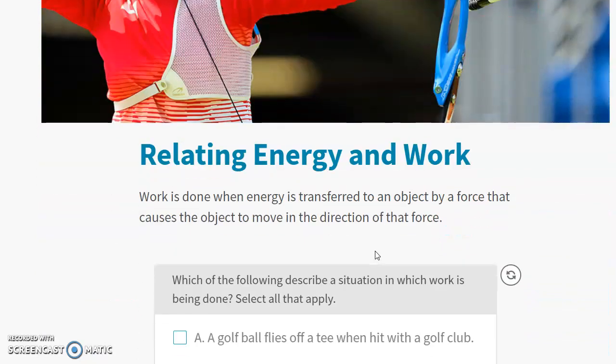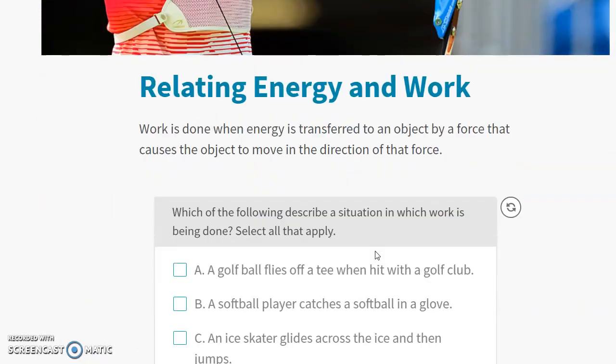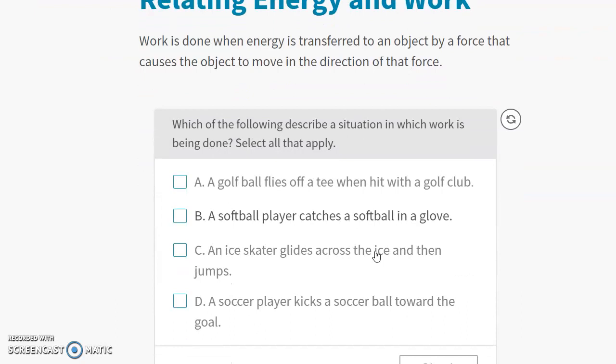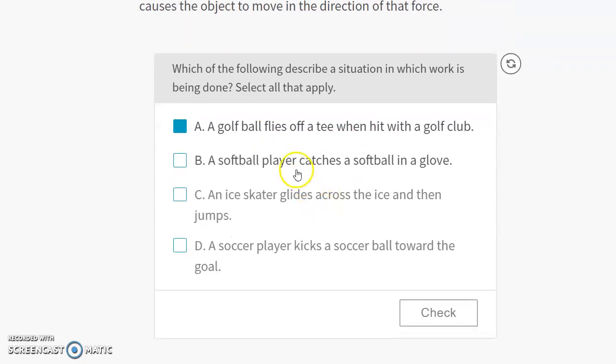All right, relating energy and work. Work is the transfer that you can see. What describes work being done? Golf ball flying off of tee when it's hit with a golf club. Softball player catching a softball in a glove. Ice skater gliding across the ice and then jumping. A soccer player kicking a ball towards a goal. So which are the two that really show work is being done?